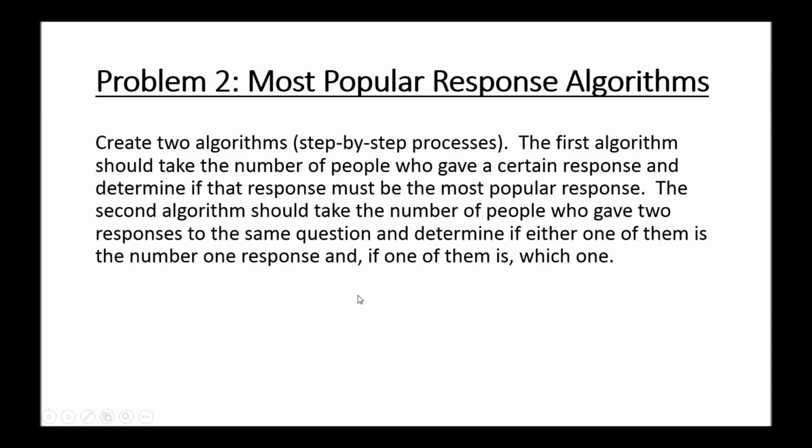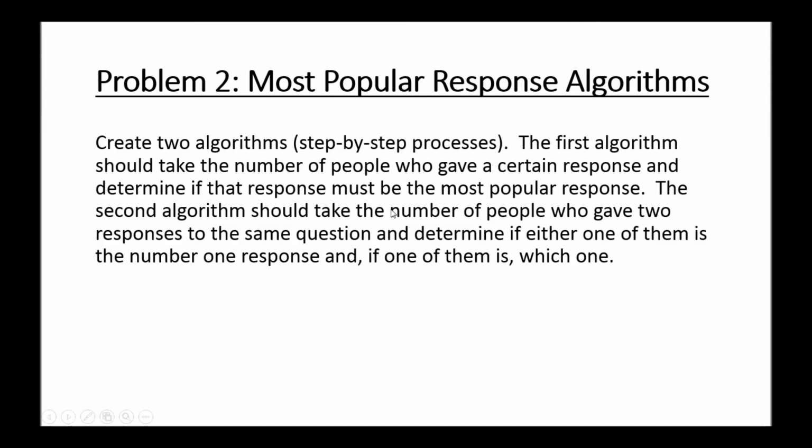Okay, problem 2. I want you to write me 2 algorithms. The first algorithm should, I will give it a number, or I will have a number in mind, and I want to know just based on that number if a group of people that large gave the same response to a survey, must it be the most popular response? Okay, so just given one piece of information, this many people all answered the same, does it have to be the number 1 response, the most popular response?